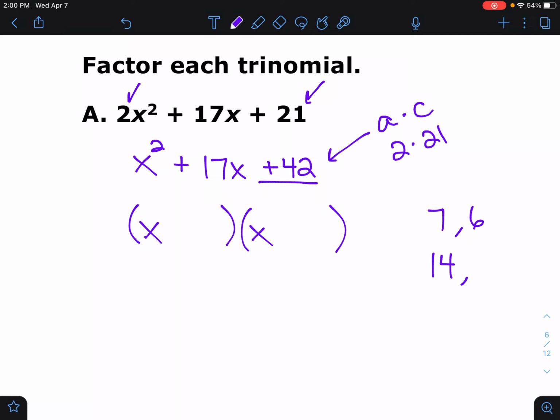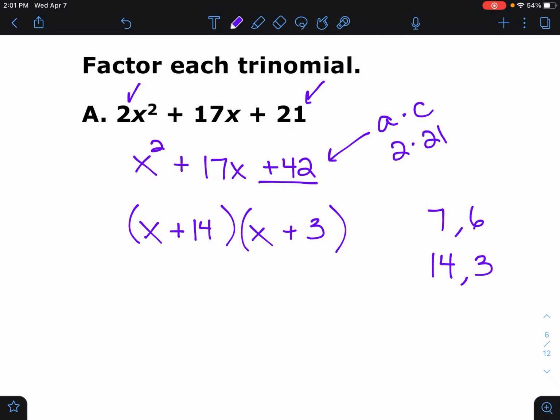14 and 3. Okay, so it looks like 14 and 3. So we're going to go, because if I add those together, I get 17. Now, if you didn't see that one right away, you would eventually run across it. Just use your calculator or your multiplication chart. And there we've got it.